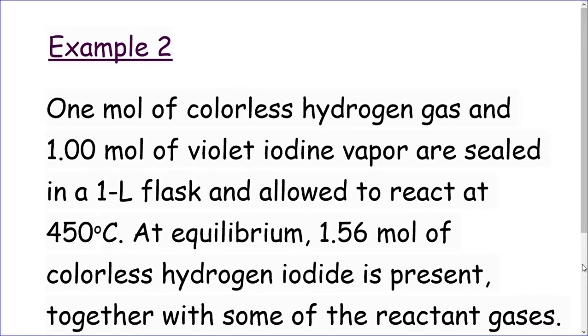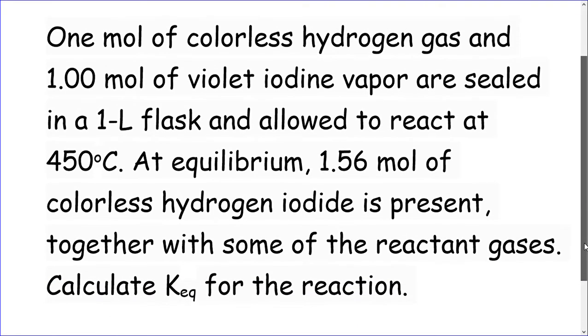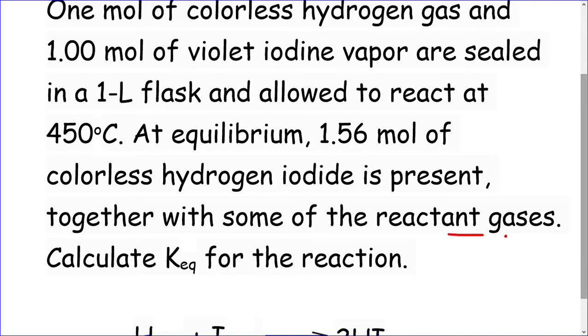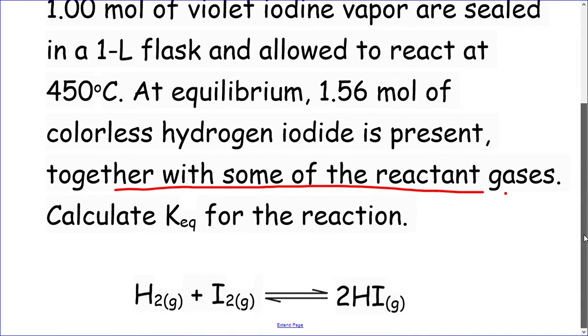Alright, so example 2. Similar kind of setup again. 1 mole of colorless hydrogen gas and 1 mole of violet iodine vapor are sealed in a 1 liter flask and allowed to react at 450 degrees Celsius. At equilibrium, we have 1.56 moles of colorless hydrogen iodide present, together with some of the reactant gases. It's this part that tells us we have an equilibrium reaction. We still have some of these gases left over, but they were able to make 1.56 moles of colorless gas with them. And it wants us to calculate the KEQ for it.